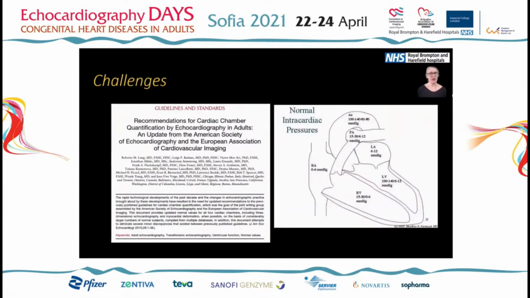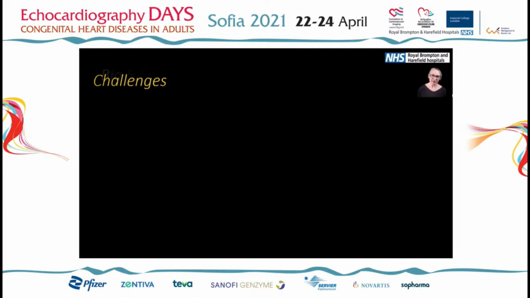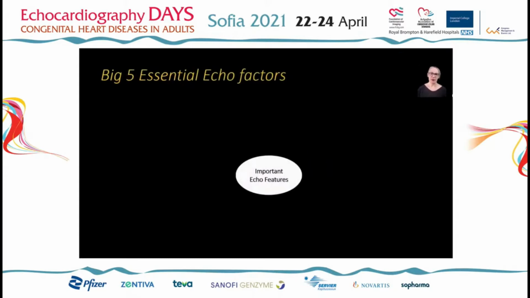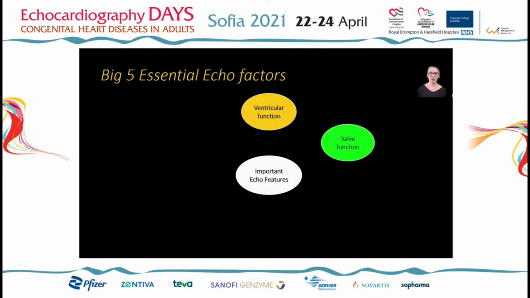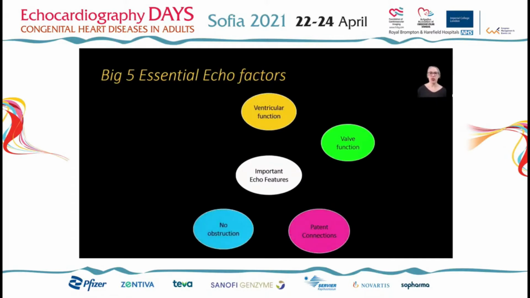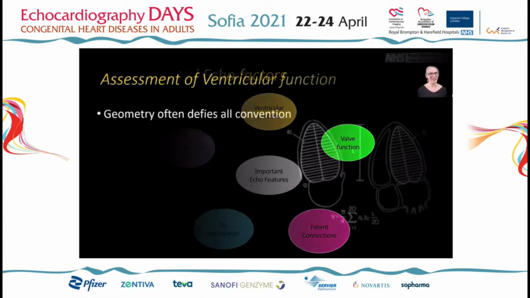But all of that becomes very difficult in patients with a Fontan physiology. So I'm going to run through the big 5 essential echo factors. These are the things that I think are the most important concepts to get in the postoperative assessments. The first is ventricular function. We'll run through valvular function, assessment of the connections, we'll check that there's no obstruction, and we'll also take a look at the veins. Let's get going.